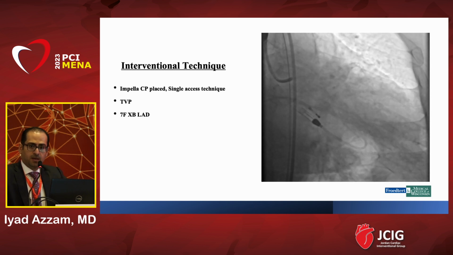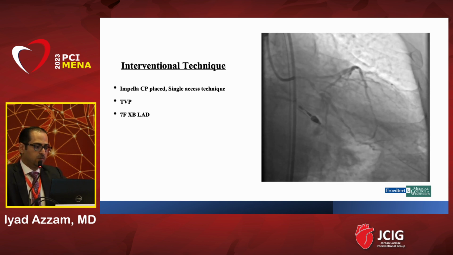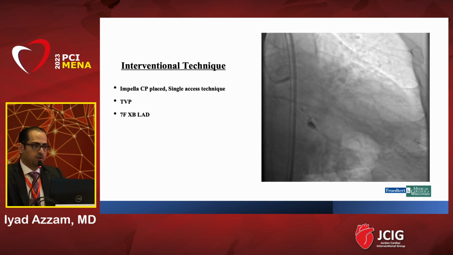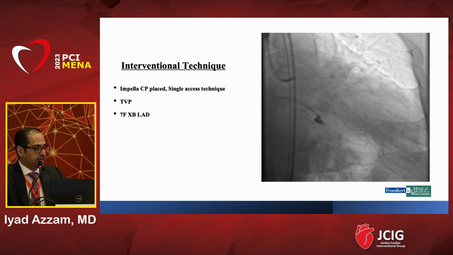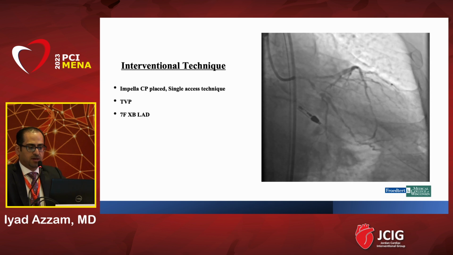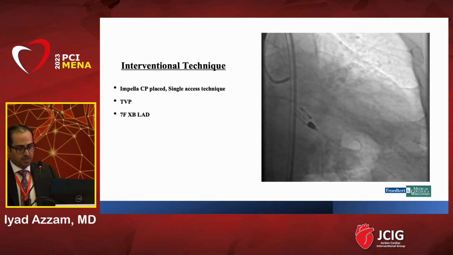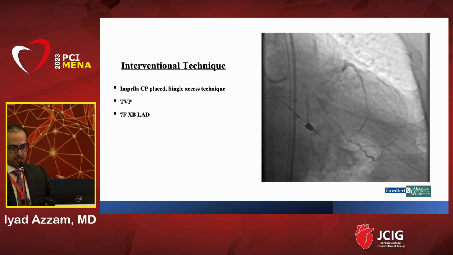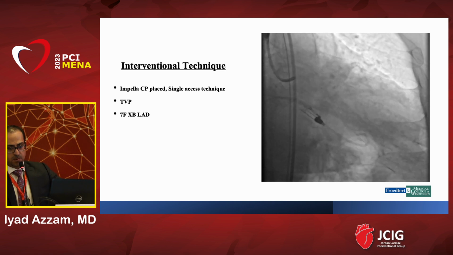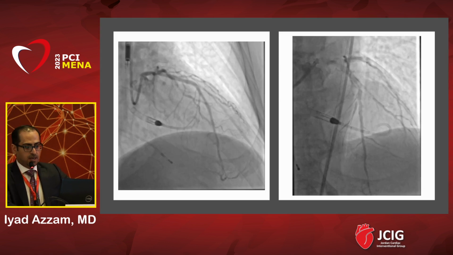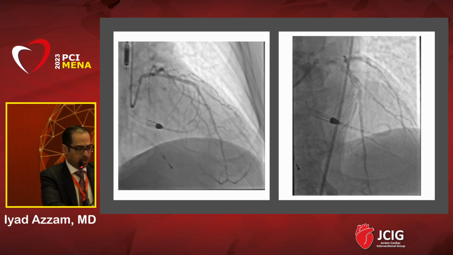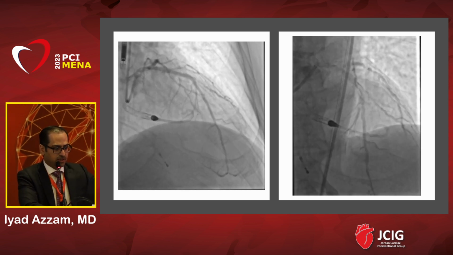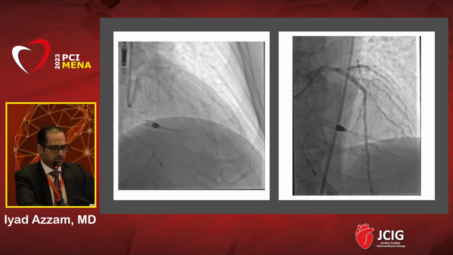Then using the single access technique, we introduced a 7 French 45 centimeter destination sheath and engaged the left main artery using a 7 French XP LAD 3.5 guide. Angio is as shown. There's distal left main, ostial LAD, proximal circumflex disease, and diagonal as well. This projection shows how horribly calcified, especially the LAD.